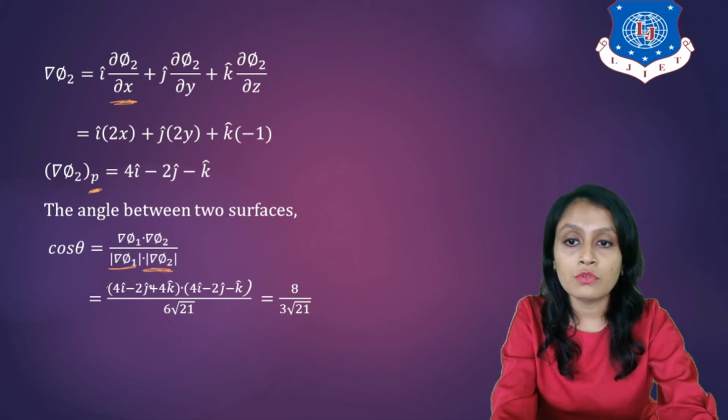Okay, now we have to do the dot product of these two terms. So 4 into 4, that is 16, plus minus 2 into minus 2, and then add 4 into minus 1, and on simplification you will get the answer as 8 upon 3 under root 21. This is the required angle. So theta is equal to cos inverse 8 upon 3 under root 21, which is the angle between the two surfaces.